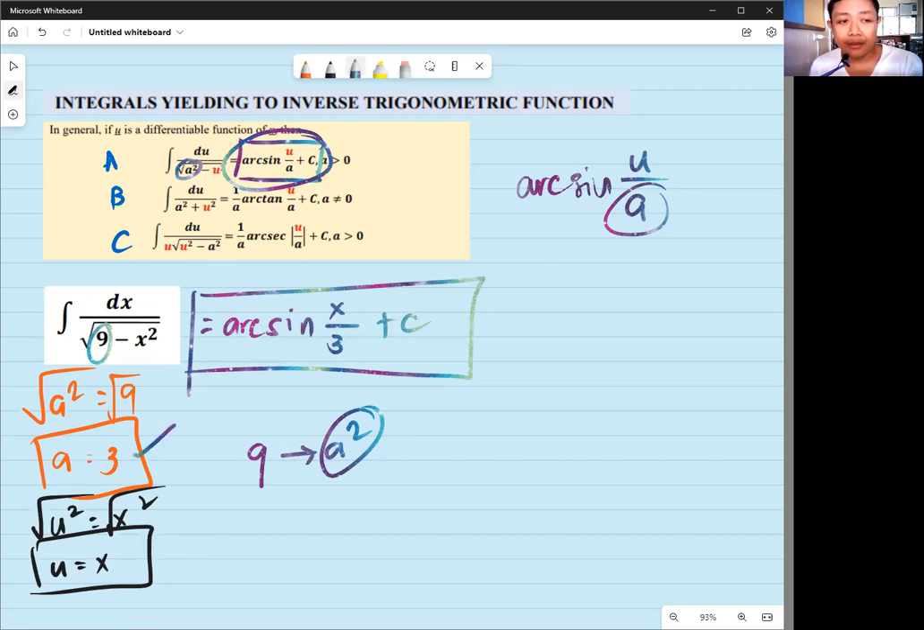Okay, similar with U. In our given, it's U squared. But in the formula, it's just U. So we need to extract the root. Okay? Show me a reaction if everything is clear. Show me a reaction, please. Very good. See, I told you. The lesson is just simple.